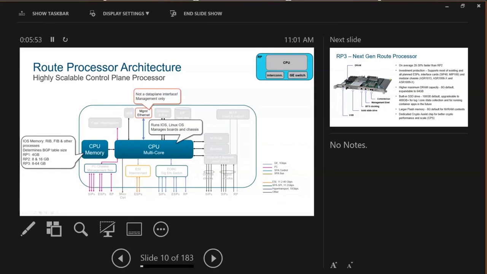So all those memory related things will be used from here. And this one, the CPU, will be running the operating system, and it will also manage the other modules. This one, as I was telling, is not a data plane interface. It is just the management. The throughput will be limited and the traffic will be directly to the CPU.